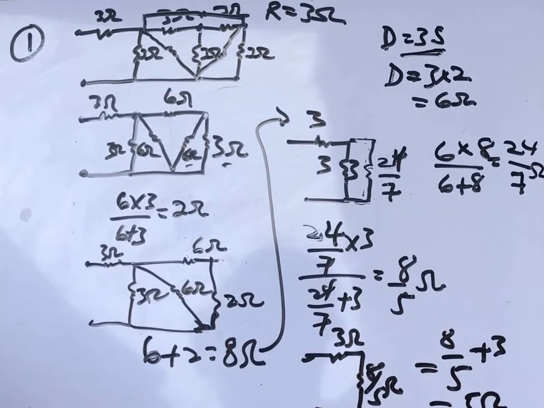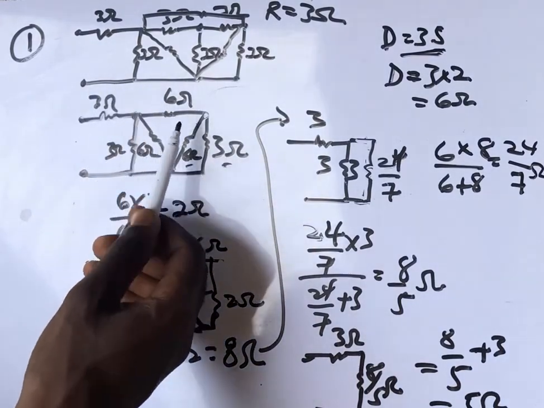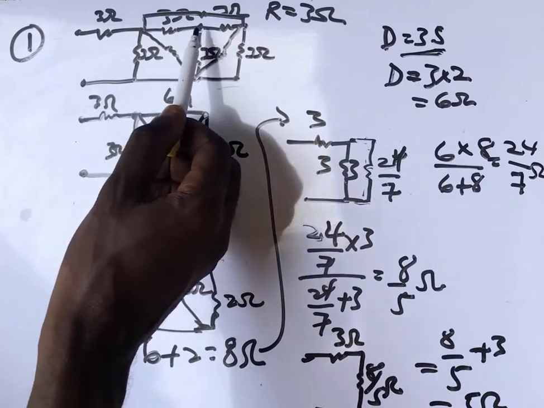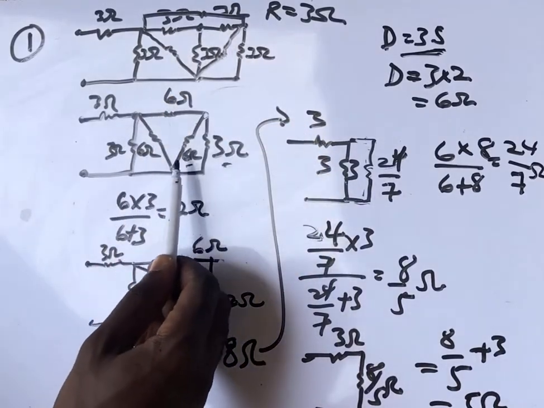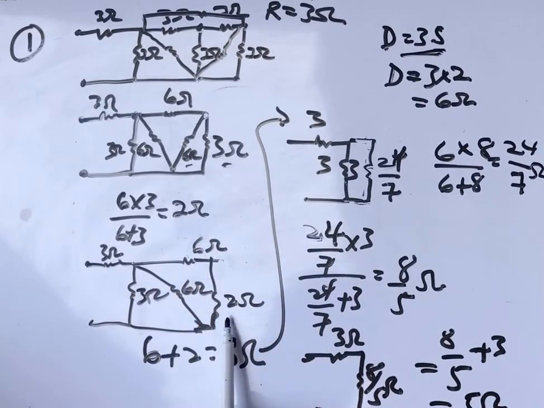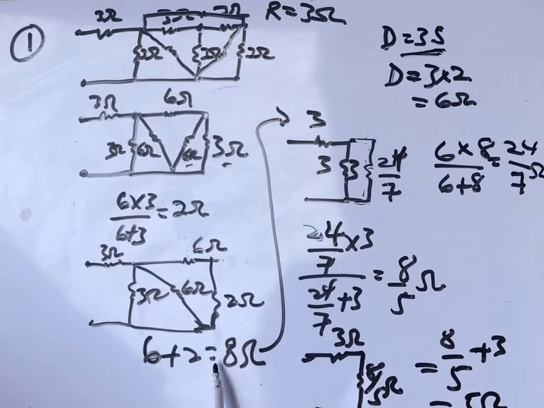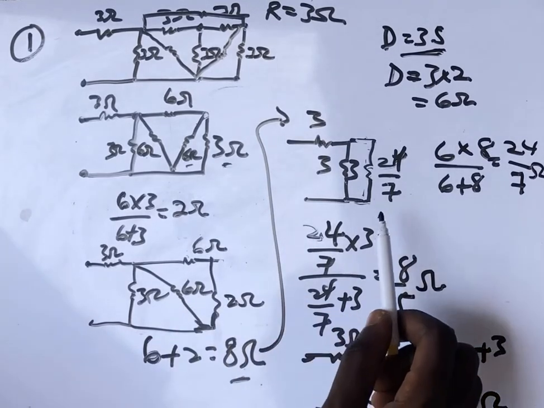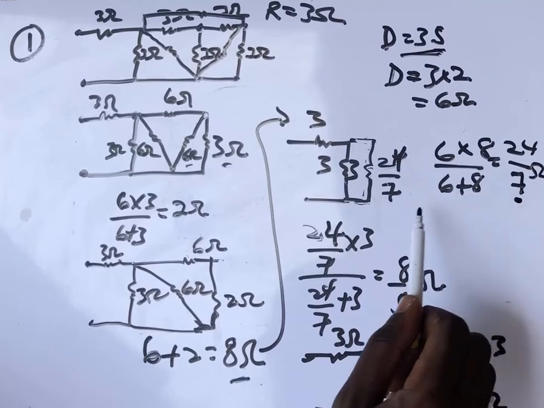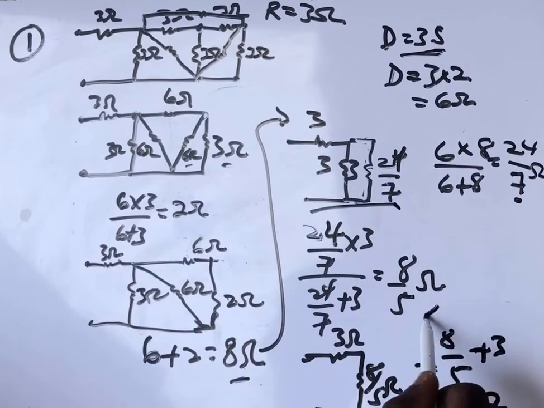So let's move on to the next example. So this, we use the delta star. First, we converted the star into delta, and then we came up with this. We calculated for parallel circuit. We had this, represented it by this. Then from this, we had that, from 6 and 2. This 6 and 2, we had this. Then we further simplified it to get this, and then further simplified it to have this, and then we calculated for this one.